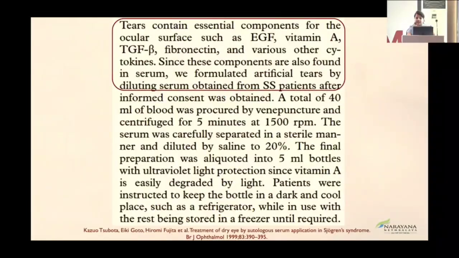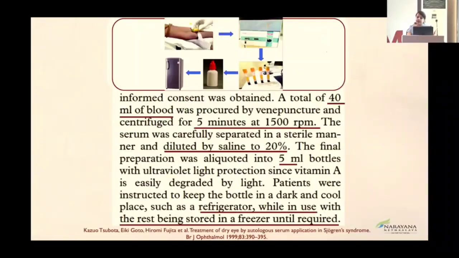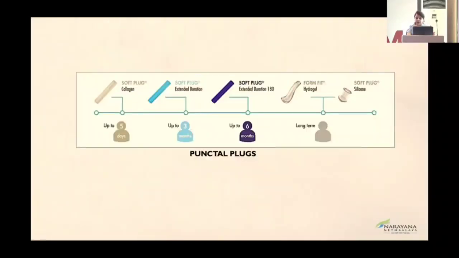We can use autologous serum because tears contain essential components for the ocular surface, which are also present in blood. So around 40 ml of blood can be taken and centrifuged and diluted to 20% with saline, and then it can be aliquoted in 5 ml bottles, refrigerated, and used.